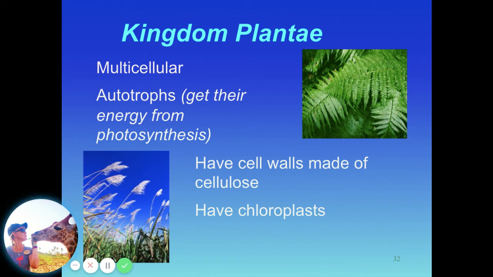Kingdom Plantae is the next kingdom that falls under domain eukarya. Make sure you know the term autotroph. That means they get their energy from the sun. They convert light energy into chemical energy in a process we call photosynthesis. Plants have cell walls to protect them, and they're made of cellulose, a complex carbohydrate. They have chloroplasts, and it's usually easy to pick out members of Kingdom Plantae because almost all plants have this green pigment, chlorophyll, inside of their chloroplast that helps them with photosynthesis.